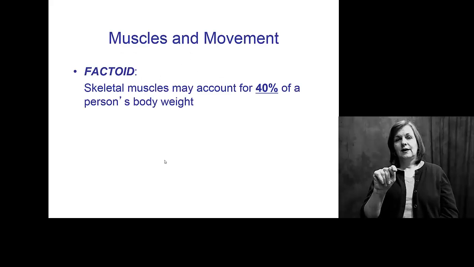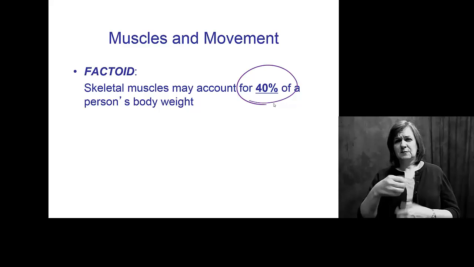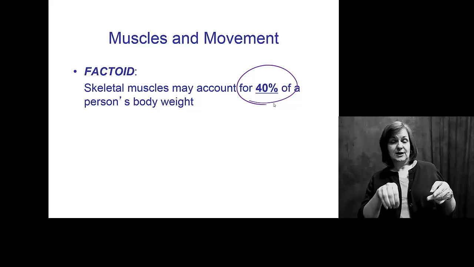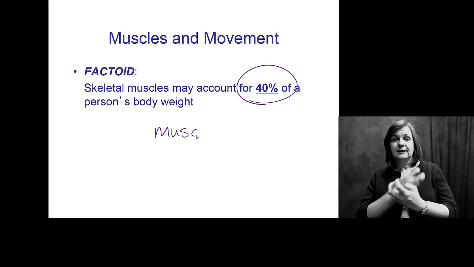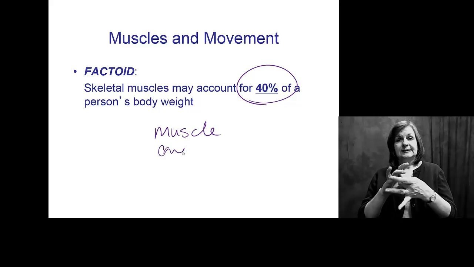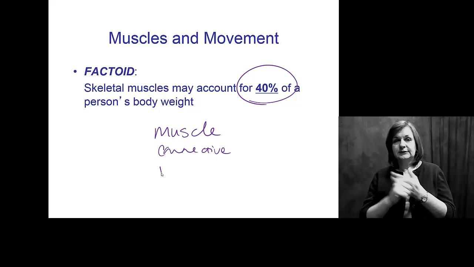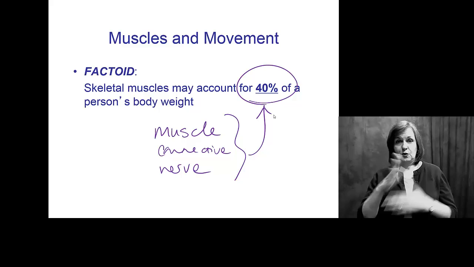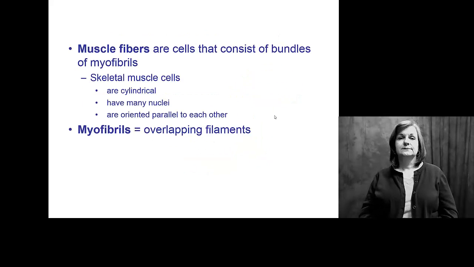When we look at muscles, we have to talk about contraction. Skeletal muscles are about 40% of your body weight. So if you think about how much you weigh, about 40% of that is part of your skeletal muscle, which is muscle itself, and then the connective and neural tissues or nerve tissues. So all of that together makes up about 40% of your body weight. And what we need it for, of course, is to move around.